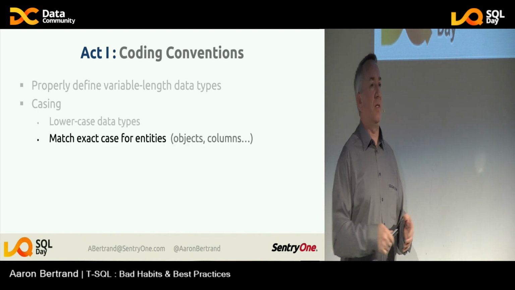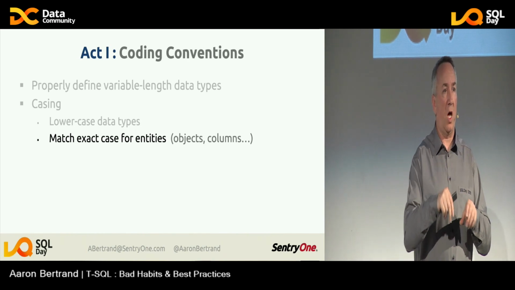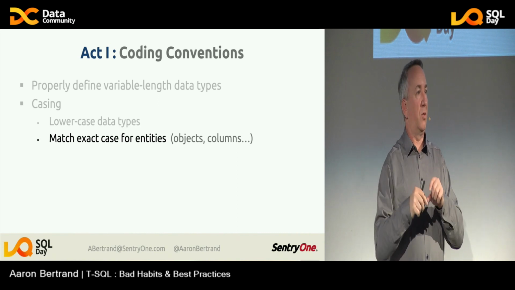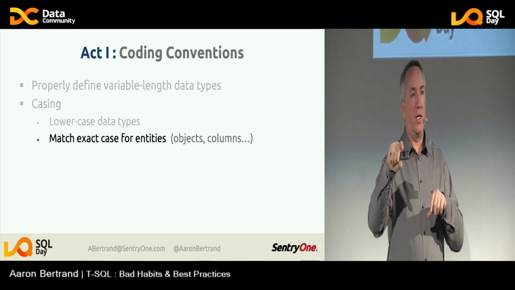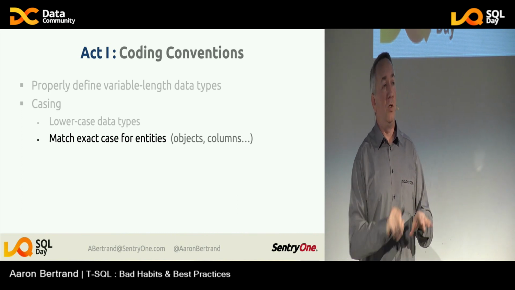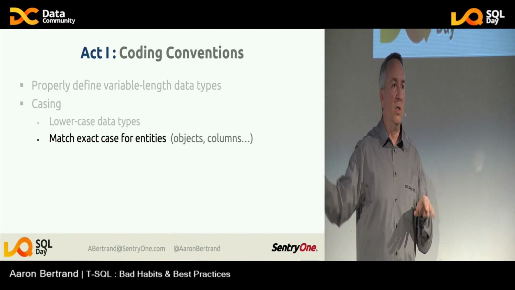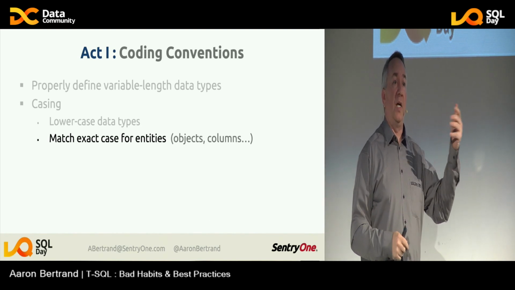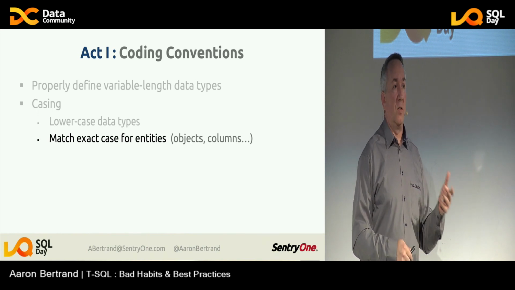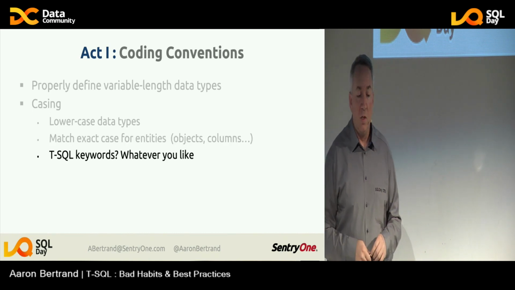Exact case for entities. This is easy now because IntelliSense makes this really easy, right? You type dbo dot, and then you find your object name in the list, and it puts the uppercase on the first character, the uppercase on the middle character, however your object is named. I see a lot of people just type everything in lowercase across the board. And then, again, you deploy that to a case-sensitive instance, and now suddenly all of your code fails because it can't find the object name in the metadata.